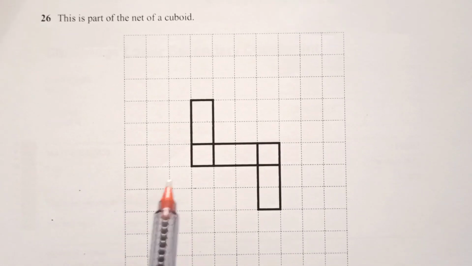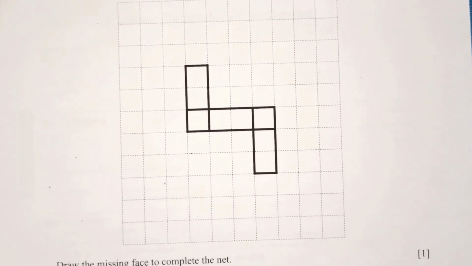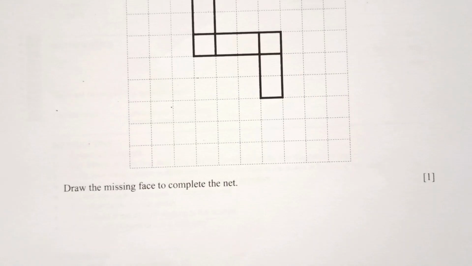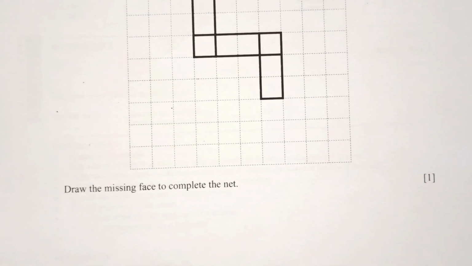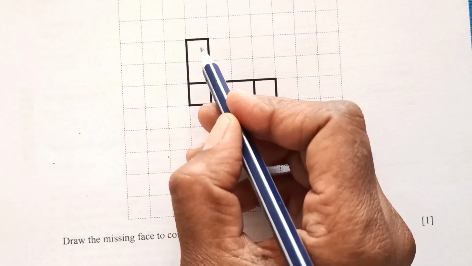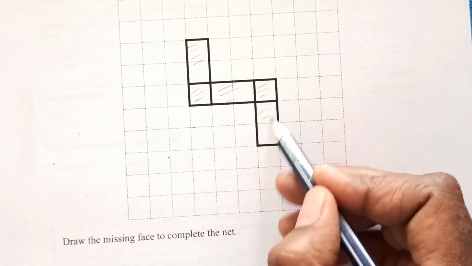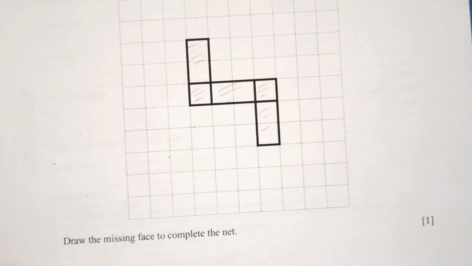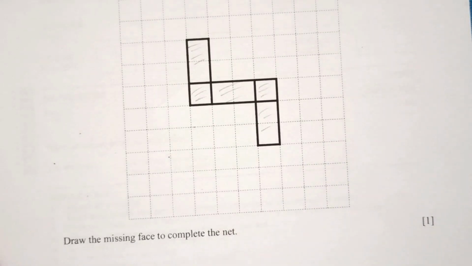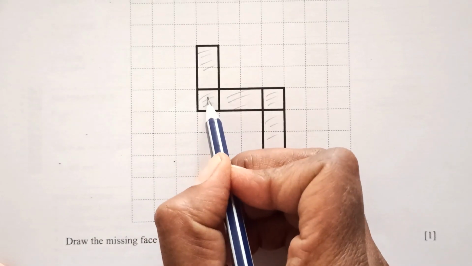Question 26. This is part of net of a cuboid. So this is part of net of cuboid. Draw the missing face to complete the net. So we can see we have like 6 faces in a cuboid. So we have here 1, 2, 3, 4 and 5. So one of the faces is missing. So we can draw anywhere, there are many ways to draw the missing face.